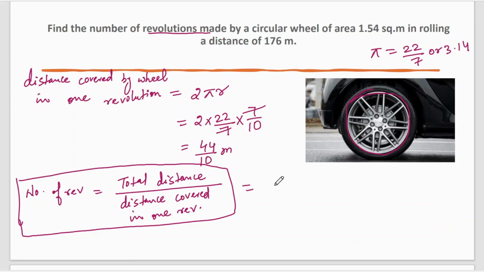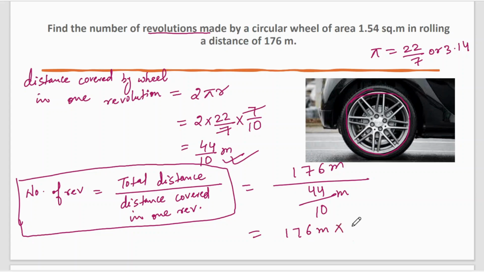So what is the total distance given? Total distance has been given as 176 meter. Okay, and what distance does it cover in one revolution? It is 44 by 10 meter. So we can write this as 176 meter into 10 by 10 meter by 44 meter.